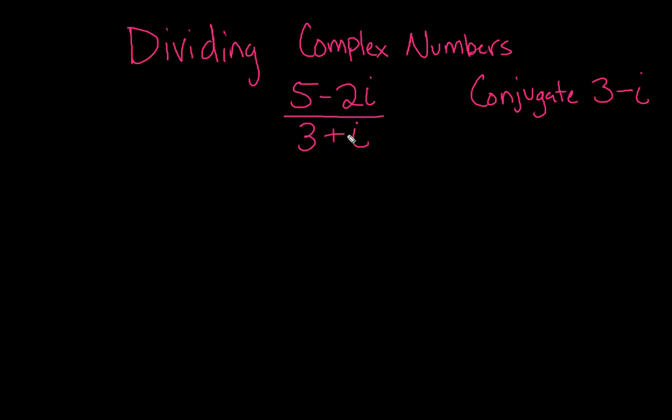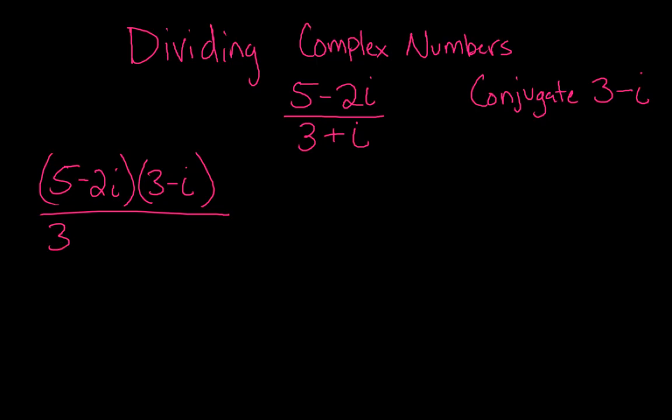So again, 3 plus i is the denominator, and the conjugate is just going to be the opposite operation or opposite symbol between the two. So we have plus, and so the conjugate is 3 minus i. So we're going to take the numerator and the denominator, and we are going to multiply it by the conjugate.